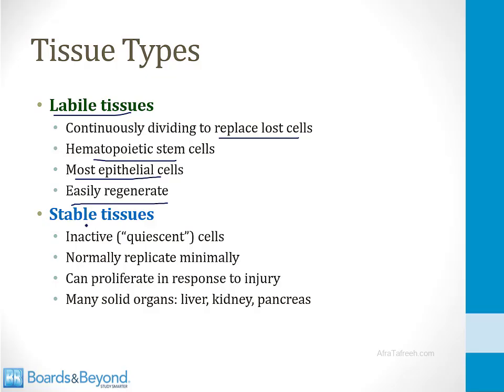Another type of tissues found in our body are so-called stable tissues. These tissues contain inactive or quiescent cells that normally don't replicate very much at all. However, they can proliferate and replicate in response to injury. Some examples of stable tissues include most solid organs like the liver, the kidney, the pancreas. You may know that some people donate part of their liver. It's called a partial liver donation, and the liver that's removed will grow back. The liver is not normally replicating to that degree, but it can do so after an injury.